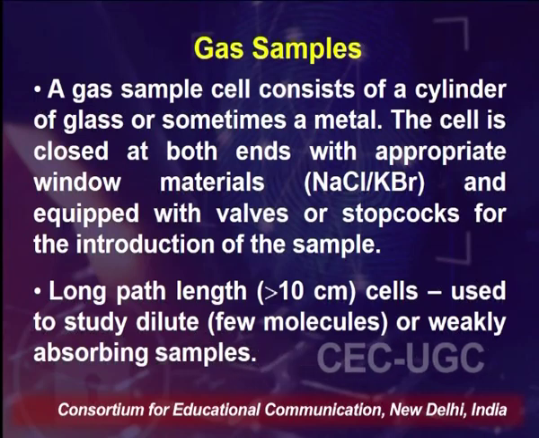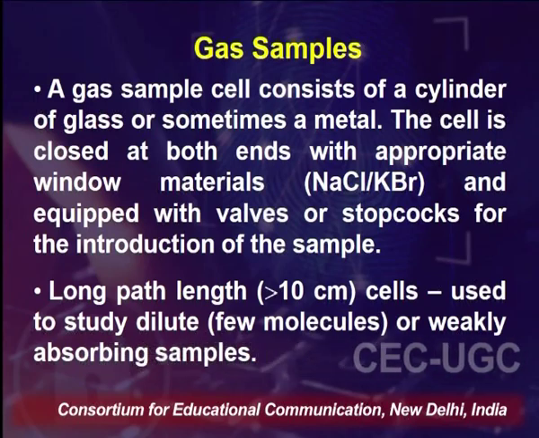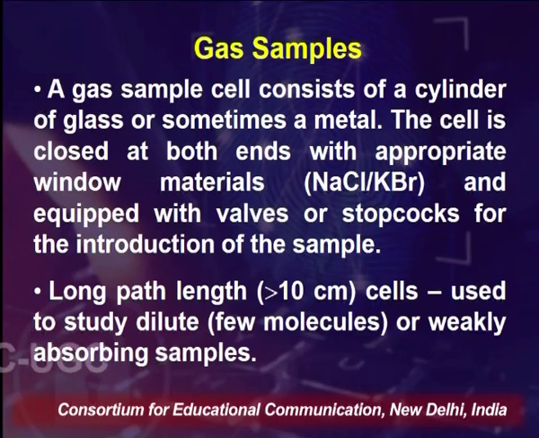We also have long path length cells, more than 10 centimeters, which are used to study dilute samples or samples that are weakly absorbing. So the preparation of gas samples is quite easy. They can be directly injected into a cylinder of glass or a metal container. Now, talking about the multipass cells.